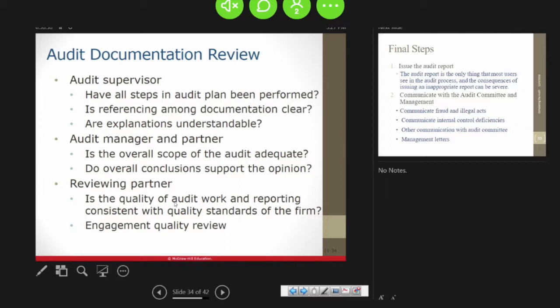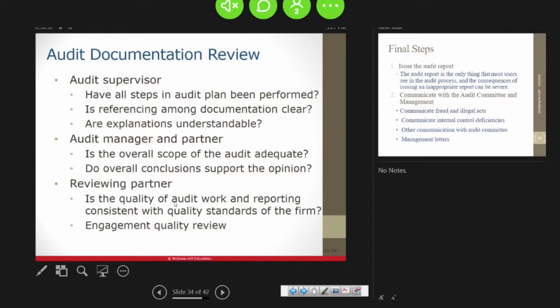Depending on the size of the engagement, you're not going to have the partner actually spending time reviewing internal controls unless it's an important area, a more complex area. Say, for example, controls over fair value measurement, which tends to be more complex. So they're going to focus more on the higher risk areas in their review.